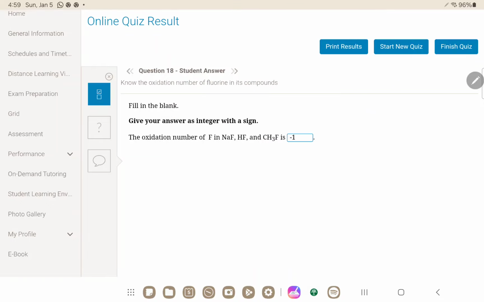Here you have the oxidation number of fluorine in NaF and HF or in whatever this is. Always for fluorine it's gonna be -1, unless there's an exception. Actually no, there's no exception, sorry. For fluorine there's no exceptions. I mixed it up with something else. So yeah, it's always gonna be -1.